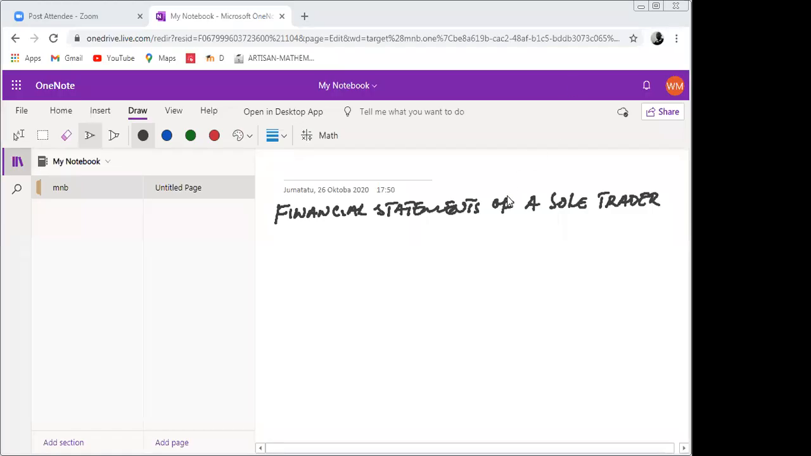On understanding how the financial statements of a sole trader are prepared. A sole trader is a person who starts or operates a business in such a manner that he is the one who contributes the capital and is the one who runs that particular business. Such a business is known as a sole proprietorship, but the person who owns that business is known as a sole trader or a sole proprietor. It is a business that is owned and managed by a single person.